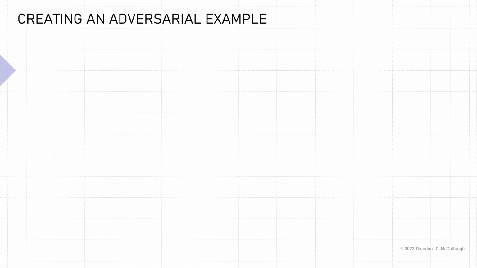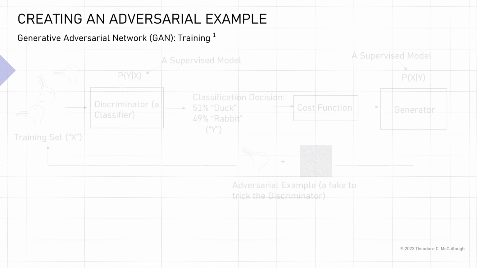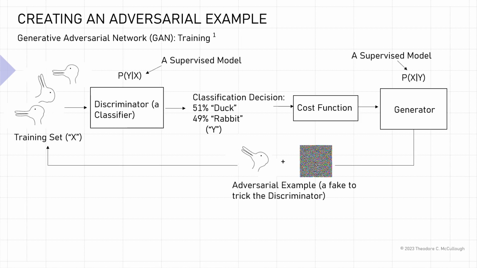While the article discloses a number of methods to create an adversarial example, we're going to focus on a generative adversarial network that is used to create an adversarial example. A GAN is comprised of two supervised learning models. The first is a discriminator that determines the probability of y given an x, and the second supervised model is a generator that determines the probability of x given a y.